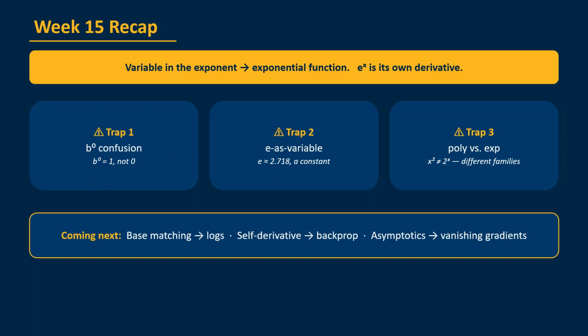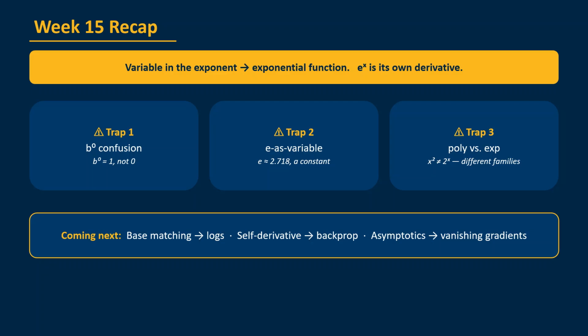The overarching theme may be distilled to a single sentence. An exponential function places the variable in the exponent, and the natural exponential e to the x is distinguished by being its own derivative. Over the course of this lesson, you have accomplished the following learning objectives.